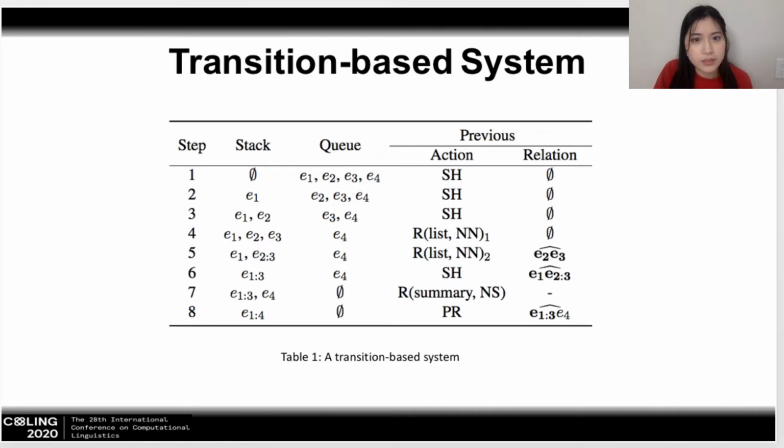Among all the parsing systems dedicated to RST parsing, the transition-based system obtained comparable performance. Initially, all the EDUs are in the queue. The shift action will shift an EDU to the stack, and the reduce action will reduce the top two elements in the stack into one span and determine their nuclearity type and relation.